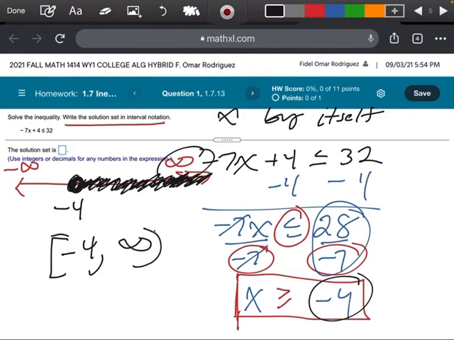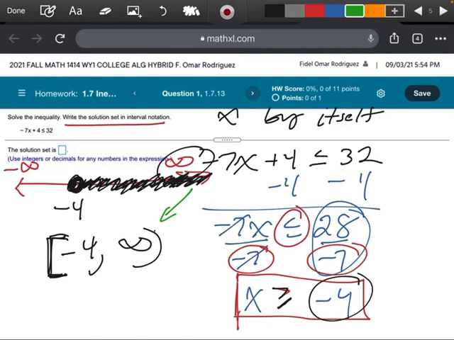The bracket means we are including the number. And since this part here says greater than or equal to, we're including the negative 4. The number that we cannot include is infinity, right? It's more of a concept. It's not an actual number, right? What's infinity? It just keeps growing and growing, but it's not an actual number.